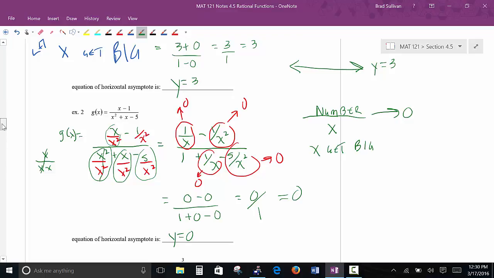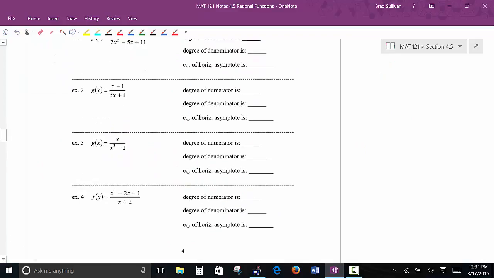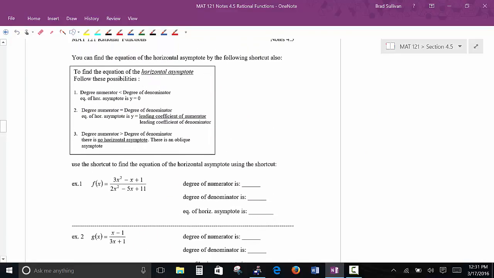So let's go on to the next page here and see what we got going on. Okay, so here's the rules that we're going to go through. Okay, there's actually 3 rules. So it turns out if you want to find the equation of the horizontal asymptote, there's 3 possibilities. Okay, first of all, if the degree of the numerator is less than the degree of the denominator, the asymptote's y equals 0. Okay, that's what that means.